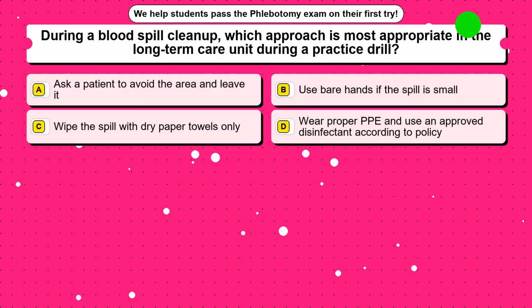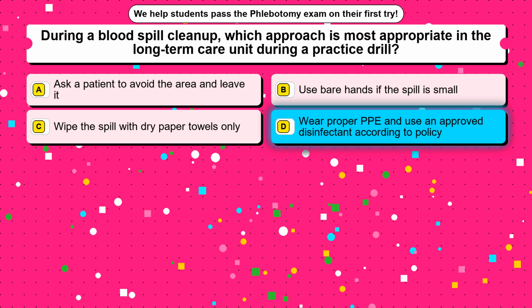Question 11. During a blood spill cleanup, which approach is most appropriate in the long-term care unit during a practice drill? Option A. Ask a patient to avoid the area and leave it. Option B. Use bare hands if the spill is small. Option C. Wipe the spill with dry paper towels only. Option D. Wear proper PPE and use an approved disinfectant according to policy.